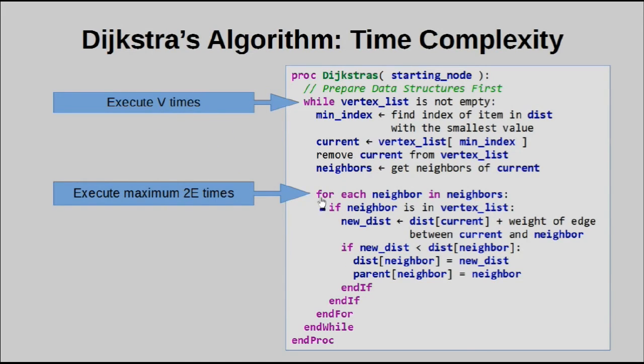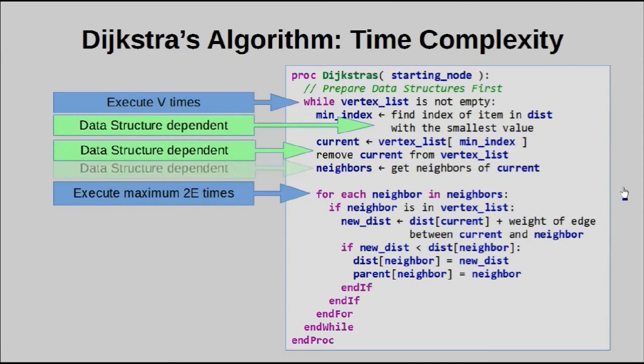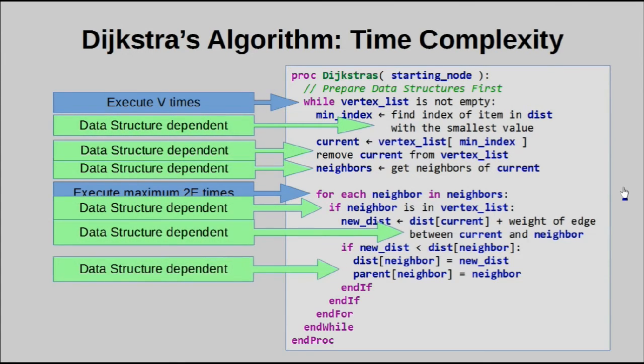As for the inner for loop, what we're doing here is a pattern we've seen before, and that is every vertex potentially visits every single one of its neighbors. So in total, in the worst case, we'll visit a total of 2E edges. So these are the most important parts. You'll realize that for everything else, we are very much at the mercy of our data structure.